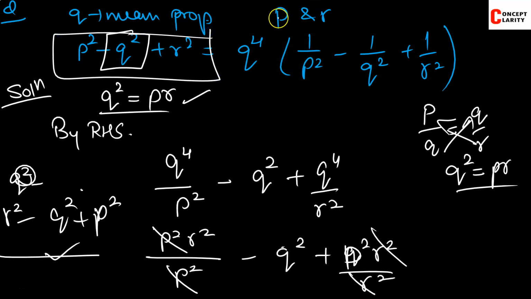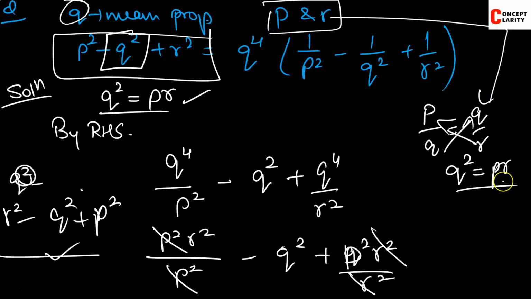So what we did was, it was given that it is the mean proportion and these two are the extremes. So we derived an equation that is q square is equals to pr, and we put the value in this and we derived the left hand side, that is p square minus q square plus r square. That's quite easy. So now let's come to another question. It's also a good question. Let's see how we have to deal with this question.